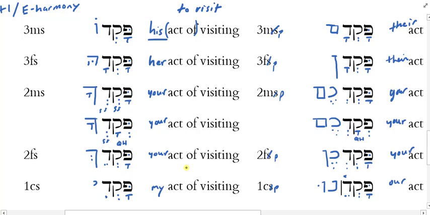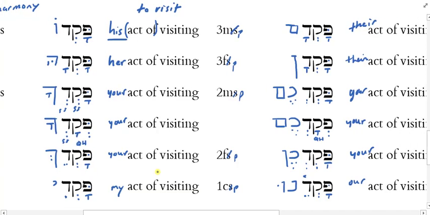All right, repeat after me. Poke-do. So his visiting. Poke-da. So her visiting. Poke-decha, or pekod-cha. So this is a man, your act of visiting. Poke-dech is your act of visiting, woman. And poke-di is my act of visiting.